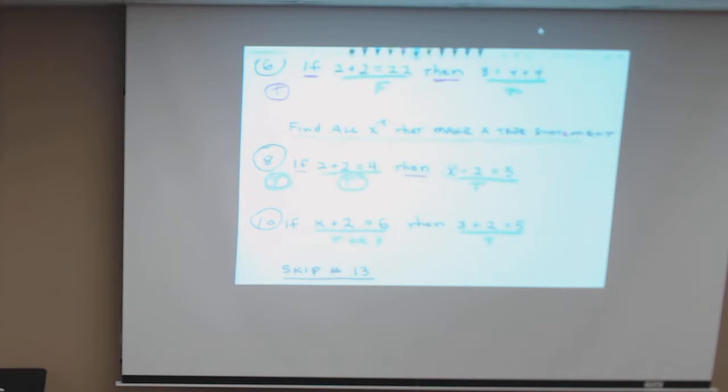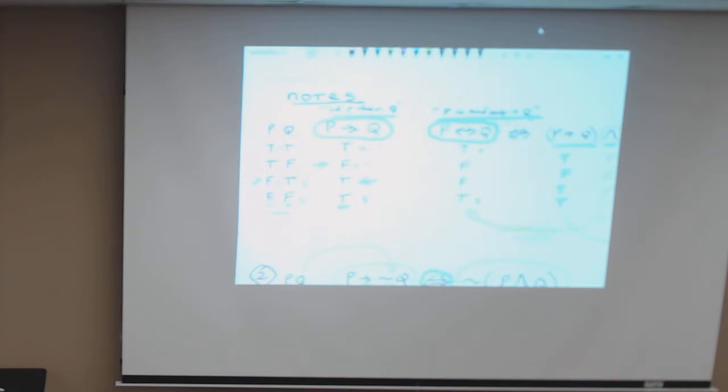To make that a true statement, what does this statement have to be? True. It has to be true, doesn't it? If this is true, this has to be true. See, go back up to your chart. If this is true, this has to be true for it to be true. If Q is false, then it's a false statement. So when P is true, to make a true statement, Q has to be true.